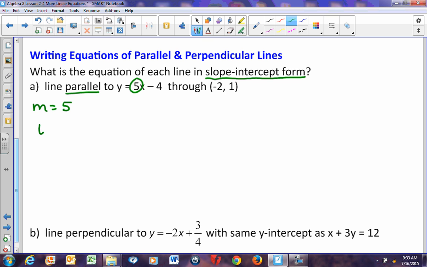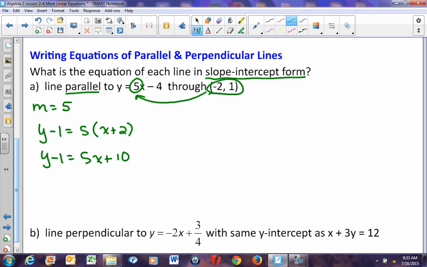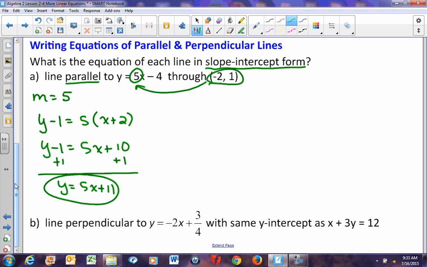So I'm going to do y minus 1 equals 5 parentheses x plus 2, because I use this point, I use this slope, and I just simply write my equation now. So now I'm going to simplify this. y minus 1 equals 5x plus 10. Add 1. y equals 5x plus 11. And there's the equation of the line that's parallel to y equals 5x minus 4. Notice they have the same slope, but a different y-intercept. Let's look at our second problem here.